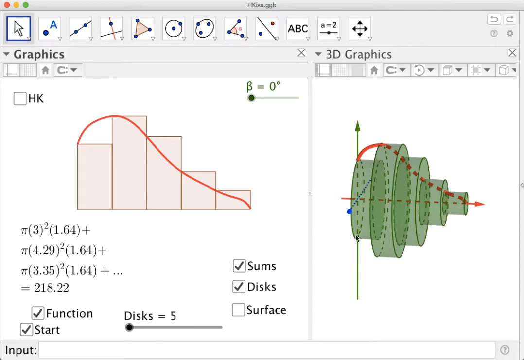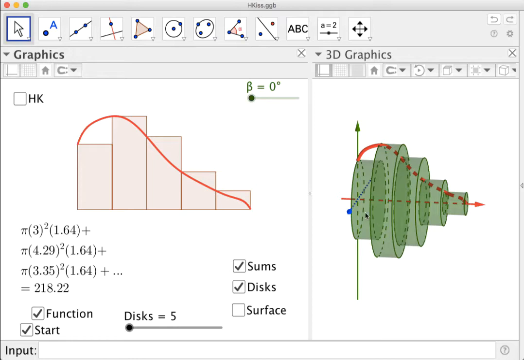So the volume of this first disk is then equal to pi times 3 squared, which is the area of the base, multiplied by the interval width, which in this case is 1.64. Then we move on to the next rectangle, which creates the second disk here, which now has a height, or a radius if we think of the cylinder, of 4.29. So pi times 4.29 squared times the same width for the cylinder, or height again, 1.64.